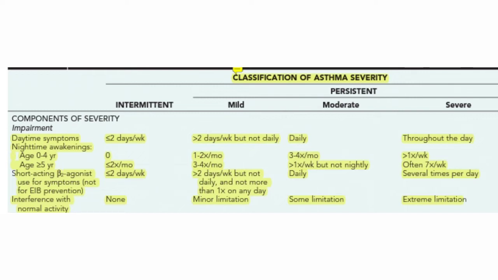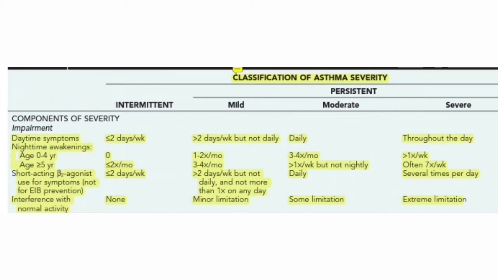In more than 5 years age, the nighttime symptoms increase, as in intermittent there should be less than 2 episodes of nighttime symptoms per month. In mild, 3 to 4 per month, and in moderate, more than 1 per week, but not nightly. And in severe, often 7 times a week. So every night you will get symptoms. So you should remember this classification of asthma severity.